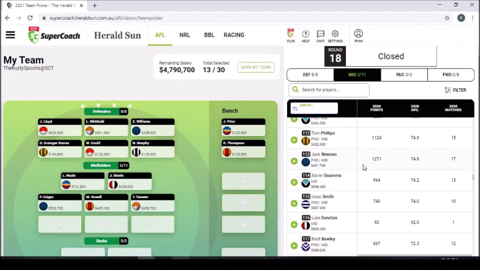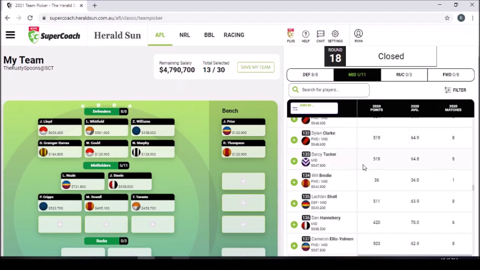Tommy Phillips, he could be an interesting one value-wise at 402. Probably get his wing role. He didn't really get that role last year at Collingwood, so maybe a little bit of value there, but do you want to end up with him in your team? Probably not. I don't think so. I'd probably look to stay away there, but maybe a little bit of value.